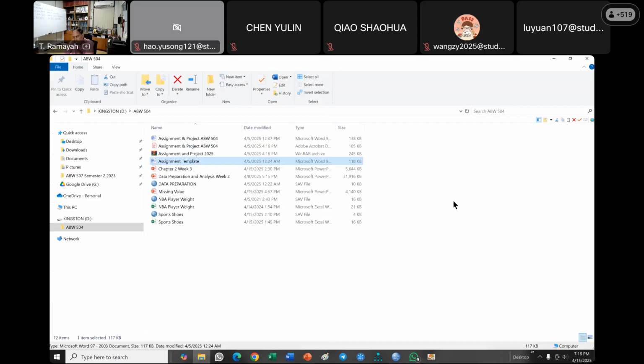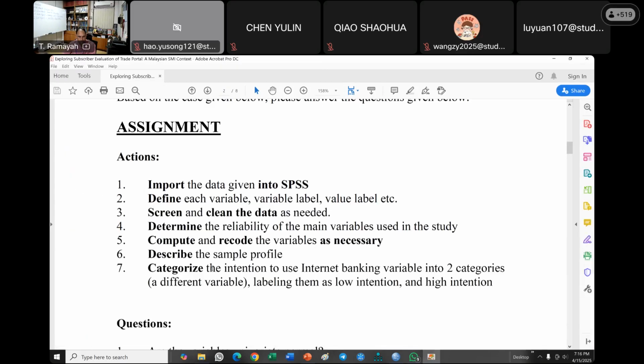Pareto chart is used for quality improvement. So these are things I've already discussed last week, but I missed one. I think missing value.